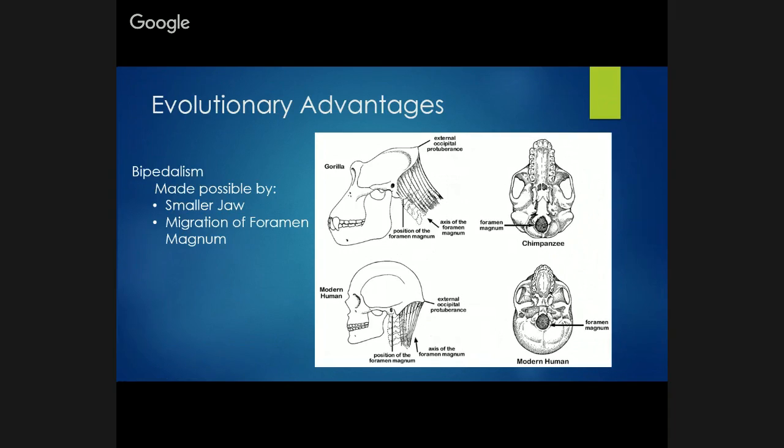Here in this image, we can see the comparison of the location of the foramen magnum on the chimpanzee as well as on the human. And you can see that bipedalism is favored when the foramen magnum is centered more on the skull than towards the back.